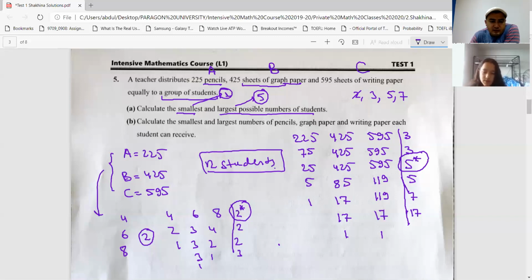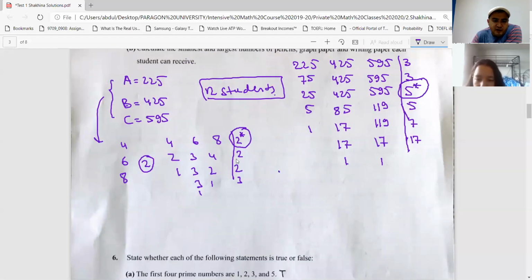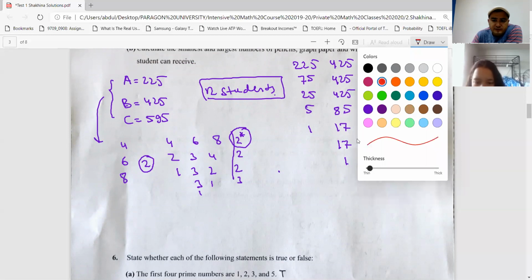Now it says to calculate the smallest and largest number of pencils, graph paper, and writing paper each student can receive. Okay, how can we find that? If we have one student, one student receives 225 pencils, 425 sheets of graph paper, 595 sheets of writing paper. And how about if we have five students? At that time, we should divide all of them by five, right?